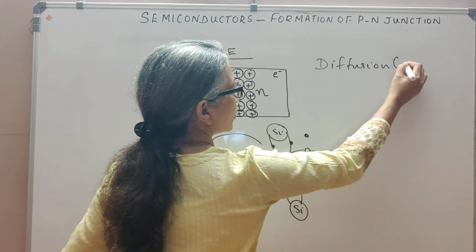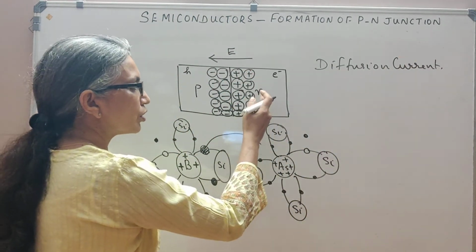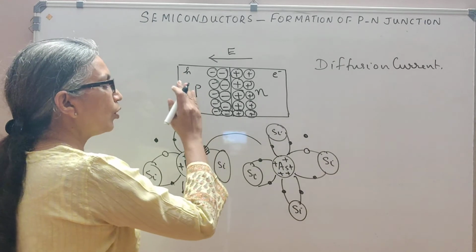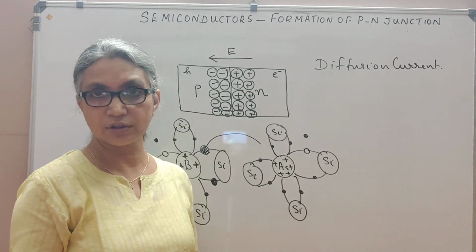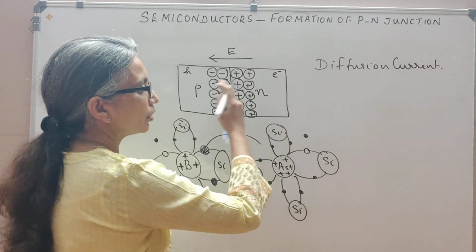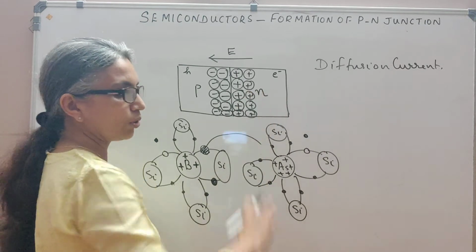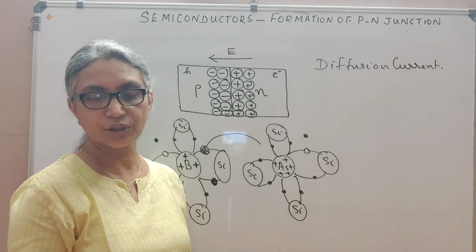Diffusion current is a current due to the majority carriers, that is electrons moving from N to P and holes moving from P to N. Because of the movement of electrons in this direction, you will have a current flowing from P to N, and that current is what you call a diffusion current.